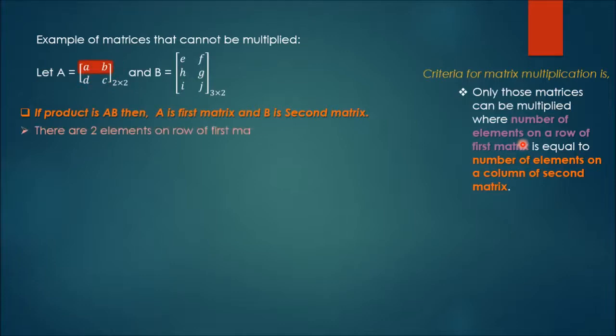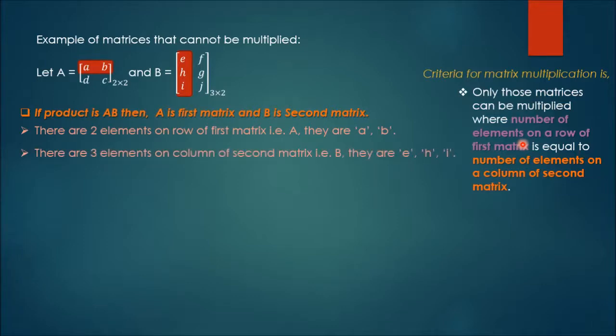There are two elements on a row of the first matrix A. They are A and B. And how many elements are there in the column of the second matrix? There are three elements on a column of the second matrix B. They are E, H, I. So A and B are not compatible for product AB, because they cannot work together for the purpose of product. Because the criteria is not satisfied, isn't it? The number of elements on the row of the first matrix must be equal to the number of elements on the column of the second matrix. The criteria is not matched, so A and B are not compatible for product AB. So AB does not exist.